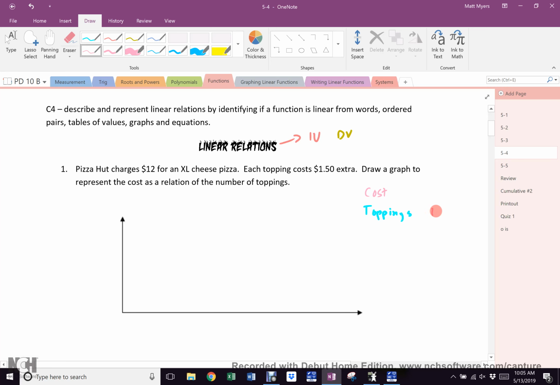Now, tell me which is independent. Toppings is independent. Why? Cost depends upon toppings. Now, this is where some wise guy always says cheese is a topping. It isn't. If you do not put cheese on a pizza, you have bread. It is not called Bread Hut. It is called Pizza Hut. Therefore, cheese is not a topping. Even though it indeed goes on the top of a pizza, it is not a topping.